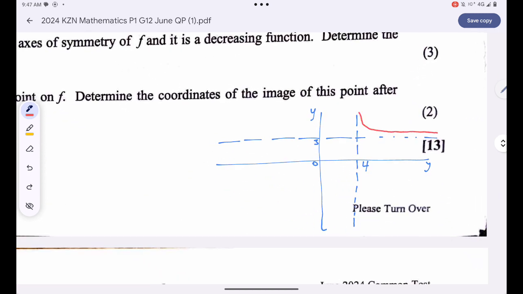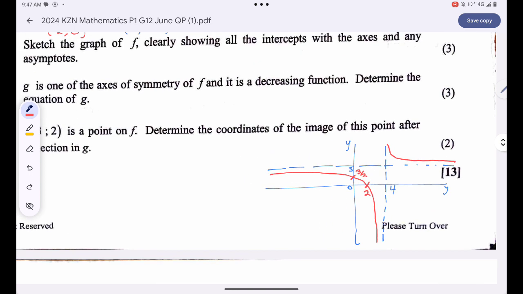It shouldn't touch my asymptotes, and then it should also be like this. I know that I simply have 3 over 2 over there, and then the x-intercept is 2. That's how, guys, we're supposed to draw your graph.